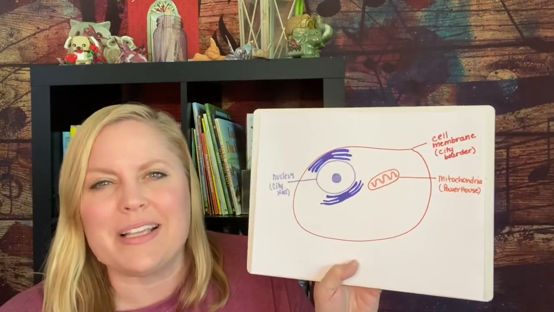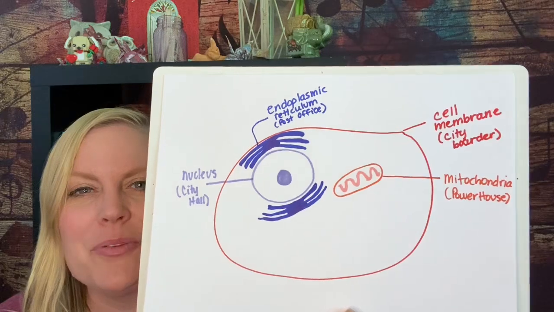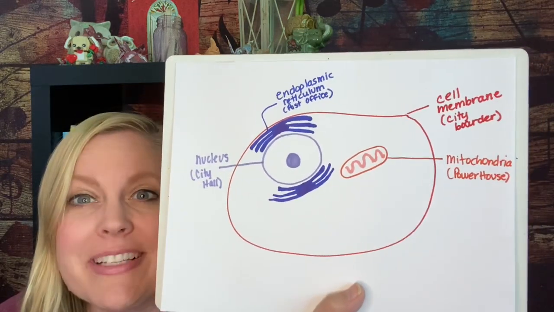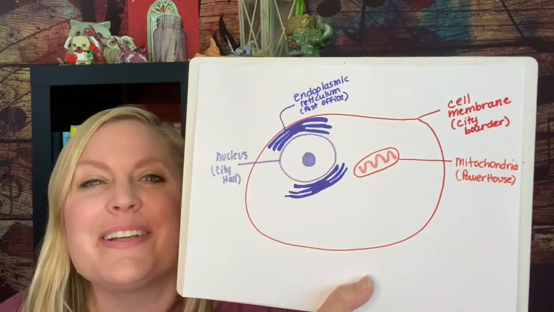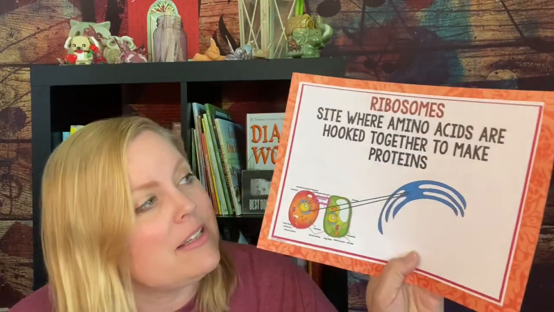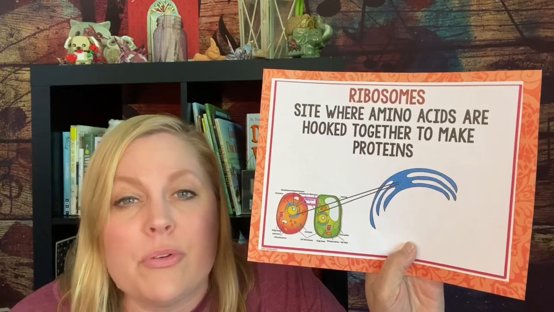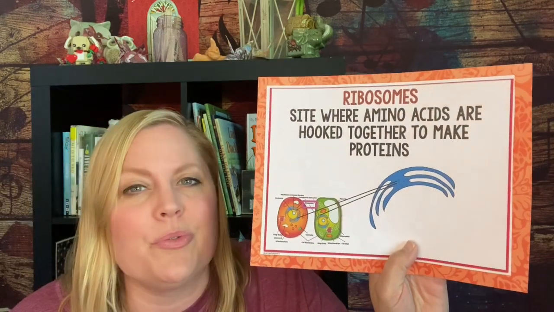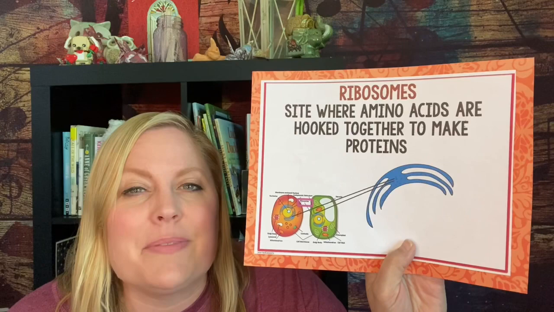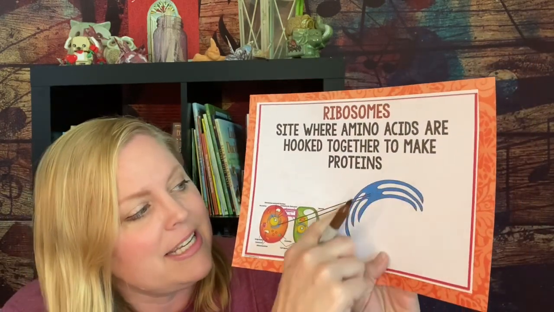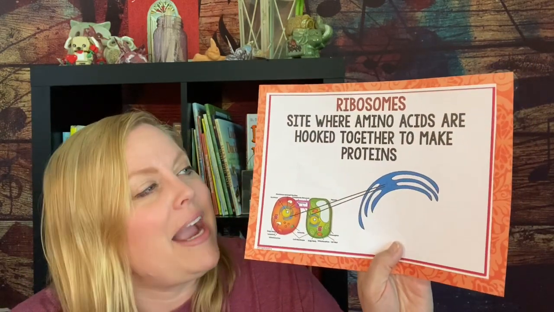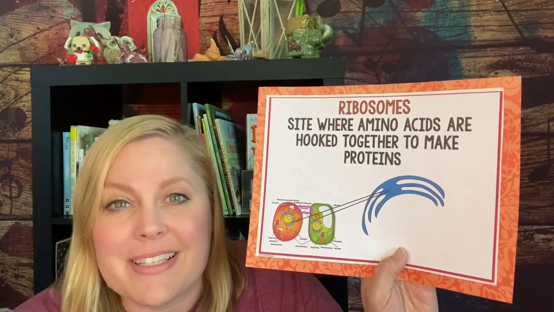So the endoplasmic reticulum, make sure you label it. The endoplasmic reticulum, the post office. Let's go to our next one. Within the endoplasmic reticulum live ribosomes. Ribosomes package up amino acids to create proteins. Okay, and as you remember, the endoplasmic reticulum that it's sitting within packages those up in the post office, right?